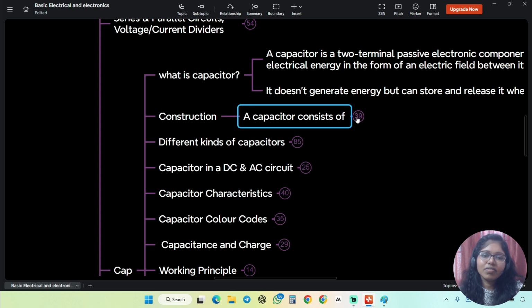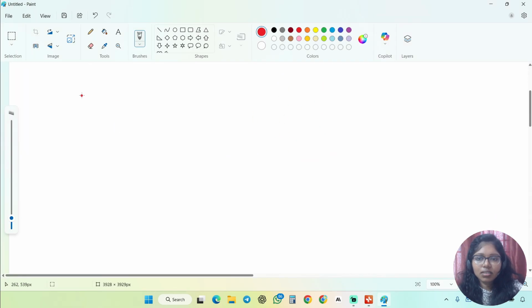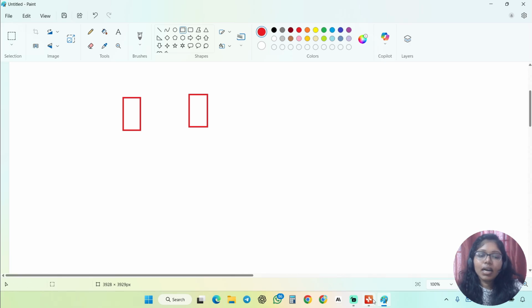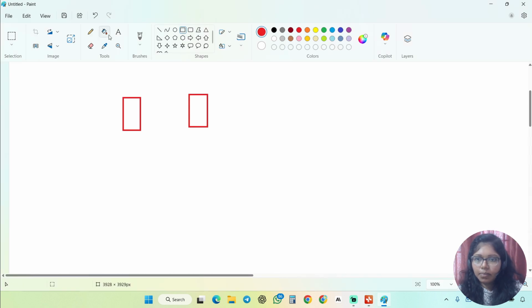A capacitor consists of, first of all, two conductive metal plates. Whenever we check this capacitor, there are two metal plates that look like this. These two are called metal plates. Most commonly, they are made up of aluminum or tantalum. You just consider these two as the metal plates in your capacitor.